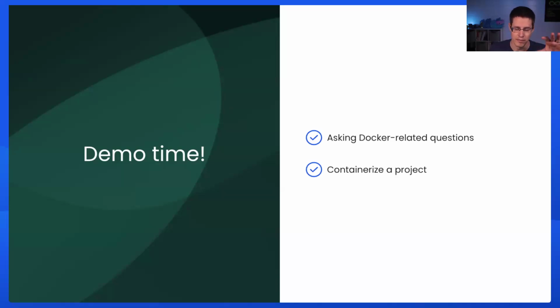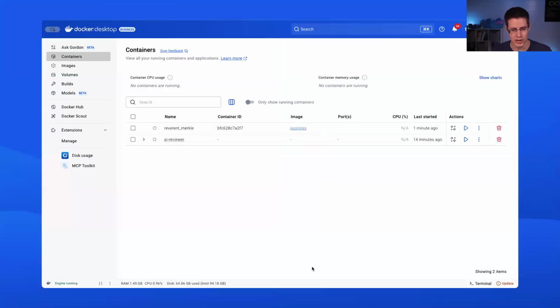So let's go ahead and do a demo here where I'm going to jump to Docker Desktop and the dashboard, and we're going to ask it Docker related questions, like why is this container not started, et cetera. But then we're also going to take a project that's not containerized and ask Gordon to help containerize it for me. So with that, I'm going to jump over to the dashboard here, and we can see that I've got a Postgres container that when I click start, it just immediately stops.